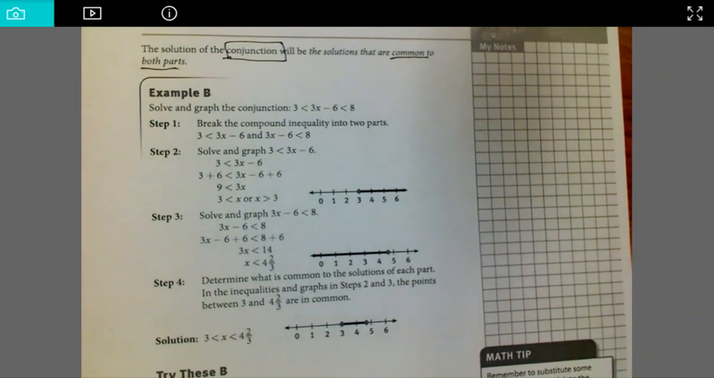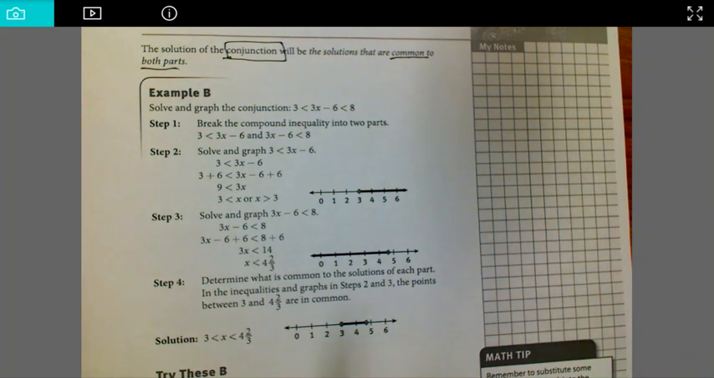Let's read through example B that has been worked out for us. It says, solve and graph the conjunction 3 less than 3x minus 6, which is less than 8. It says, break the compound inequality into two parts. 3 is less than 3x minus 6, and 3x minus 6 is less than 8. Solve and graph 3 less than 3x minus 6.